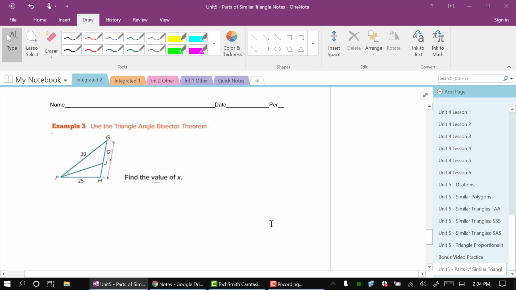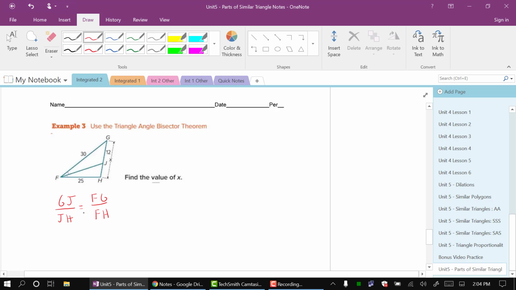In this one, we're going to use the triangle angle bisector theorem. So we want to find the value of X for this triangle. So that's this whole length right here. Because FJ is the angle bisector of triangle FGH, we're going to use the angle bisector theorem. The angle bisector theorem gives us that GJ divided by JH equals FG over FH.